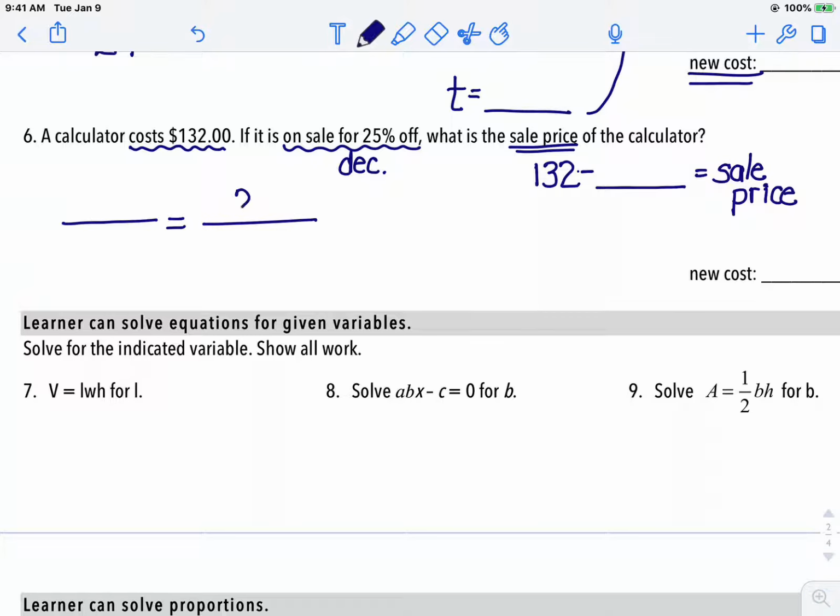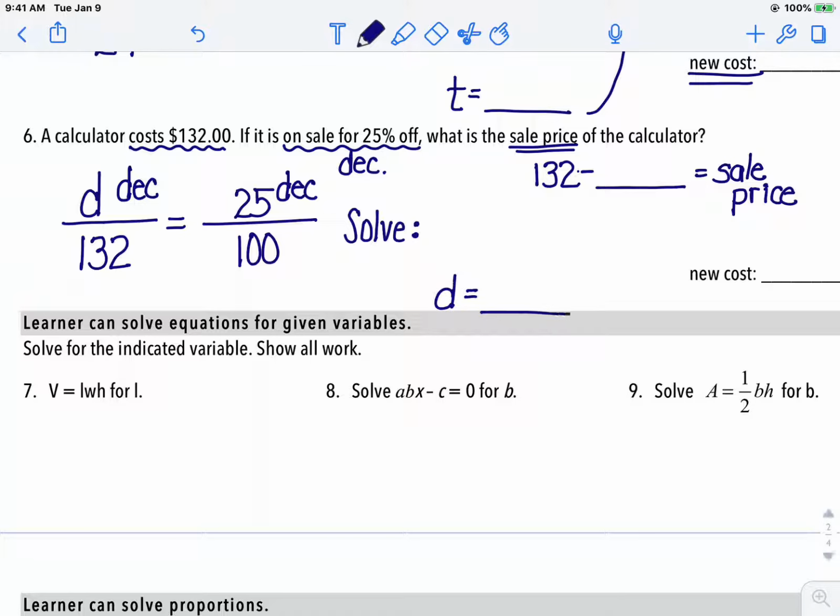So we go to set up our proportion. We know that our percent was 25 over 100. We know original price of the calculator was 132, and we are looking for a 25% decrease in the price. So we are looking for our decrease or discount amount. When you do your work to solve and get that, that's the amount we need to decrease. Once you have it, whatever it is, then you need to decrease the original price by it to get the sale price.